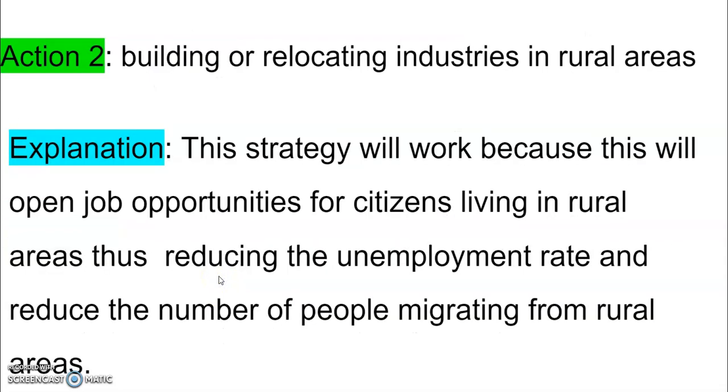Action 2, building or relocating industries in rural areas. Now, why do I believe that this strategy will work? This strategy will work because this will open job opportunities for citizens, right? So most of the times, one of the reasons for migrating to urban areas is for job opportunities. So if these opportunities are available in the rural areas, this will reduce the unemployment rate and also reduce the number of people wanting to migrate to the urban areas to seek jobs.